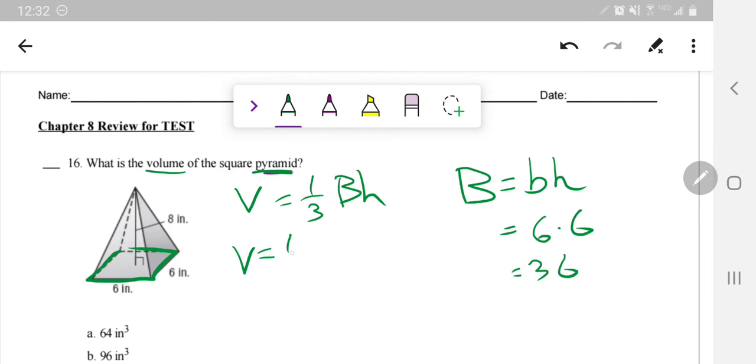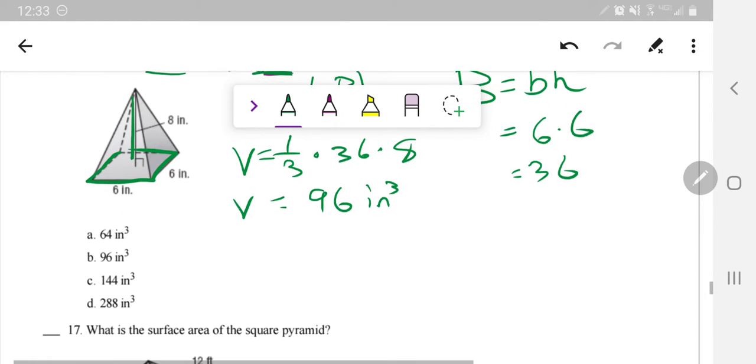I'm going to plug that in. 1/3 big B is now 36. The height of the actual pyramid is 8. And when I calculate that, I get 96. It's going to be inches cubed because we're doing volume, a 3-dimensional measurement.